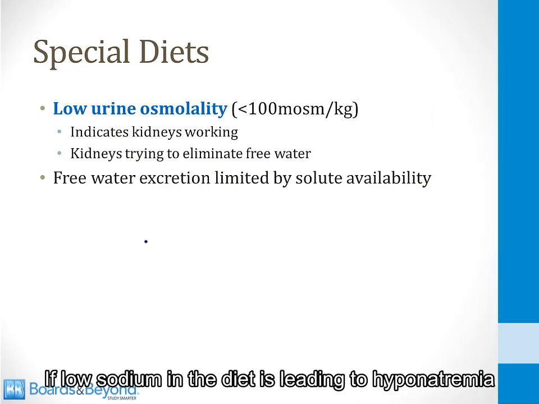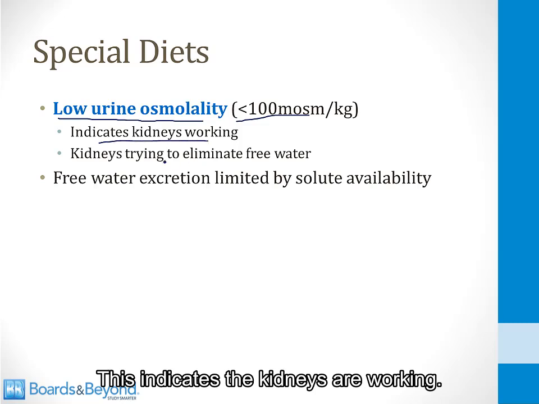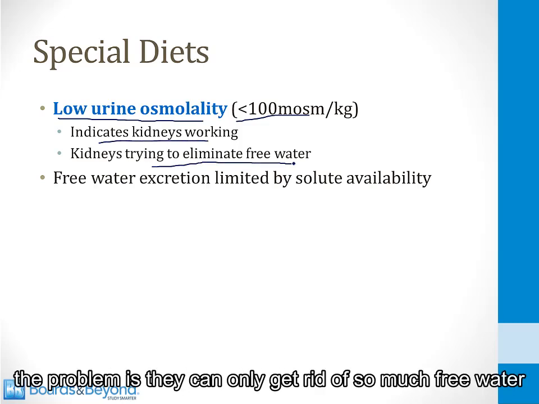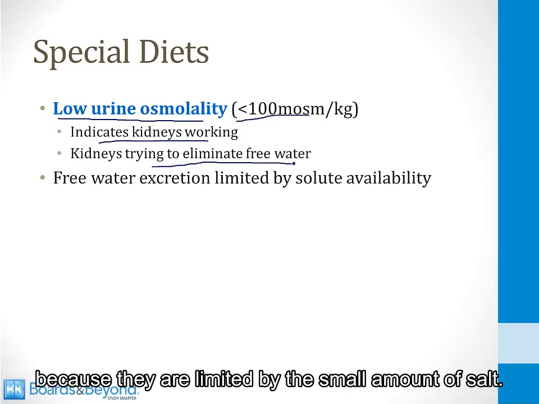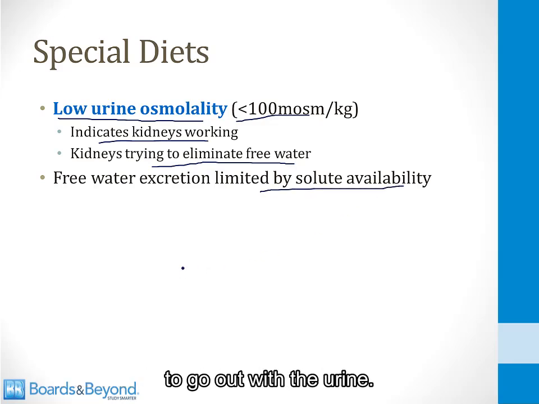If low sodium in the diet is leading to hyponatremia, the urine will have a low osmolality, less than 100. This indicates the kidneys are working. They are trying to eliminate free water. The problem is they can only get rid of so much free water because they are limited by the small amount of salt. In other words, the small amount of solute availability to go out with the urine.